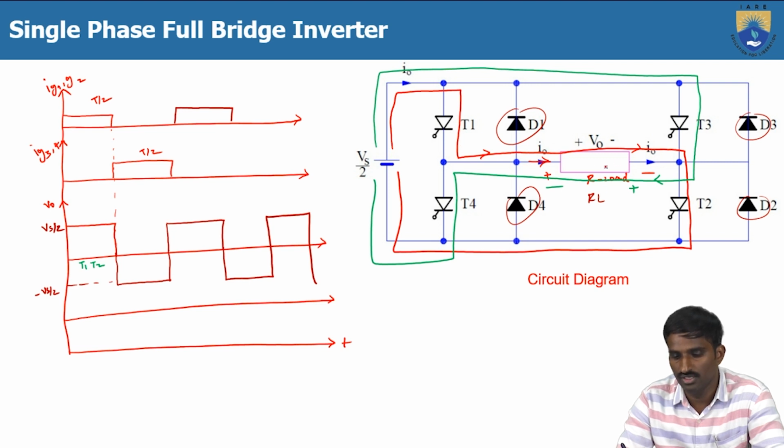Otherwise, with simply R load, we no need to use these diodes, and there is no function of the diodes here. So that's why for our simple understanding purpose I have considered R load, and I didn't utilize these diodes. So the diode function is, when there is an RL load, that time only we will use the diodes to discharge the current, to discharge the inductor, right?